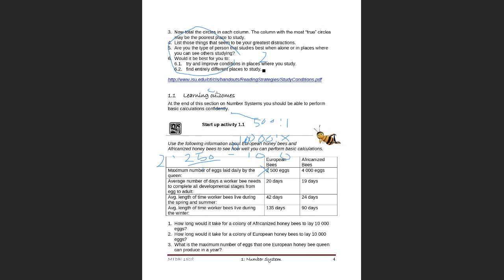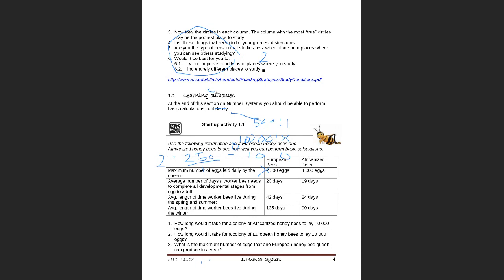So the answer will be 912,500 eggs, because we will say 2,500 eggs multiplied by 365 days, which makes a year. Can we see that? Because it is the maximum number of eggs the European bee can lay in a day, 1 day.